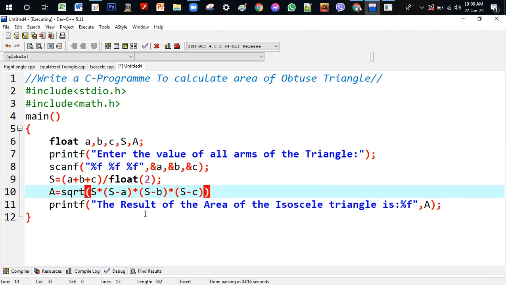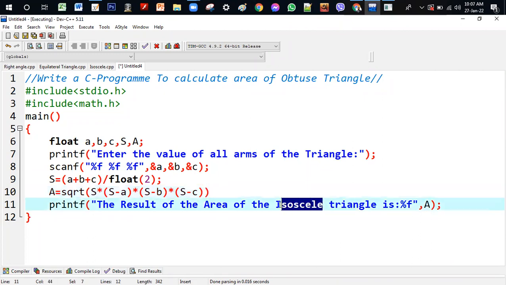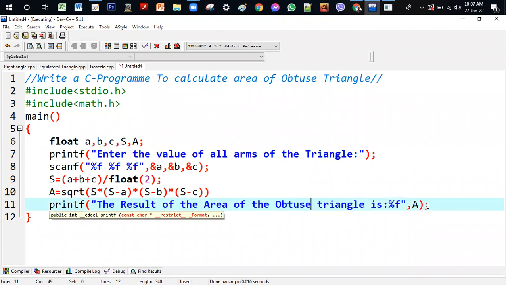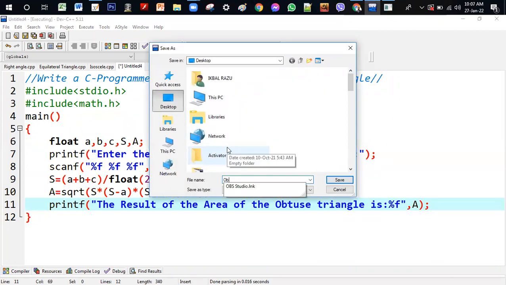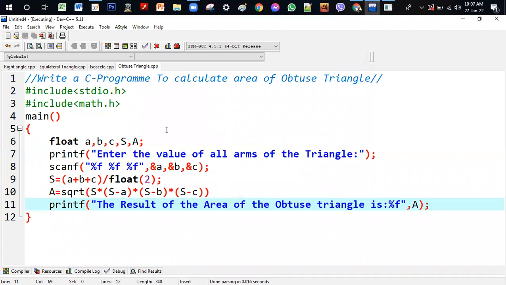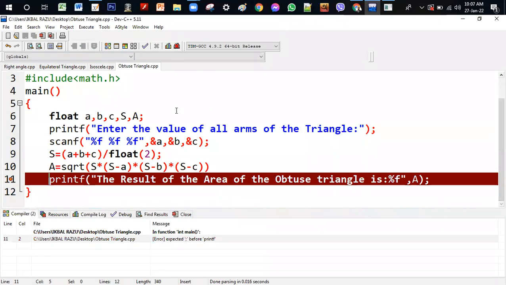Now the result will be the area of the obtuse triangle, percentage sign f, then a. Now save the program, Ctrl S, obtuse triangle area. Okay, now execute the program. So execute, compile and run.